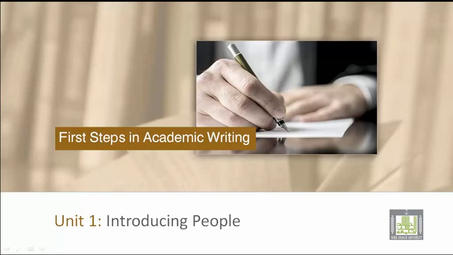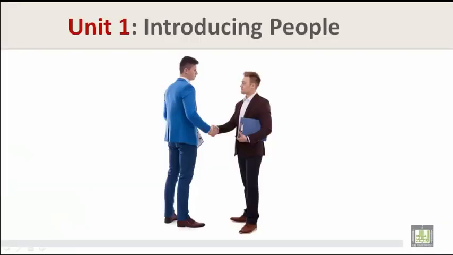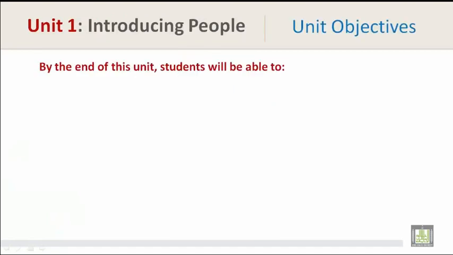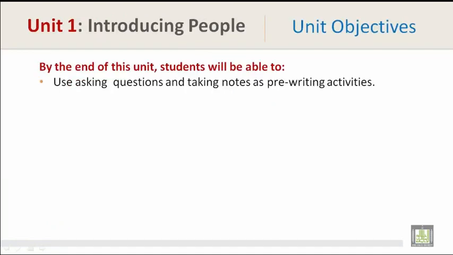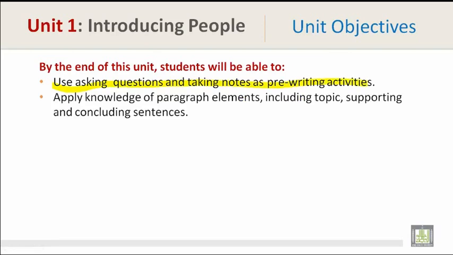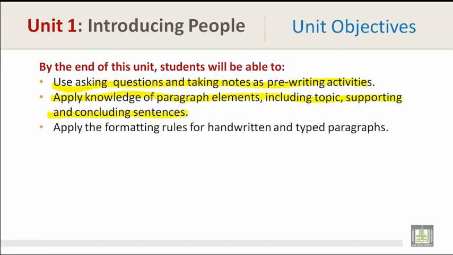First steps in academic writing. Unit 1, Introducing People. By the end of this unit, students will be able to use asking questions and taking notes as pre-writing activities. Apply knowledge of paragraph elements including topic, supporting, and concluding sentences.